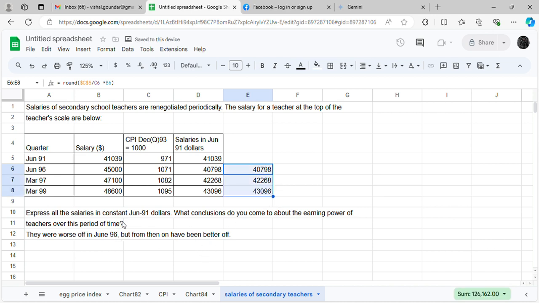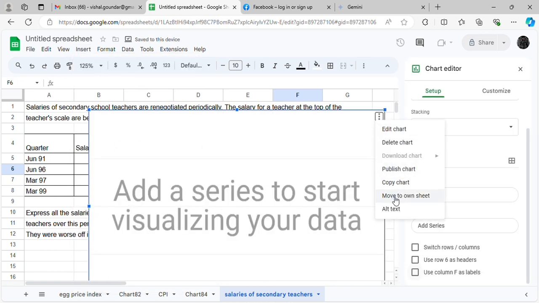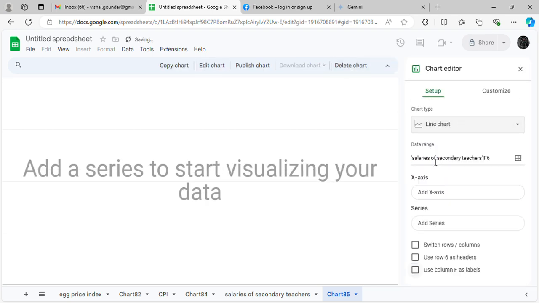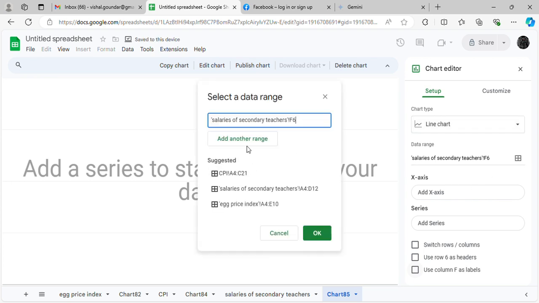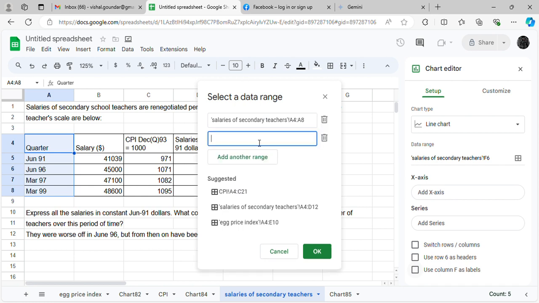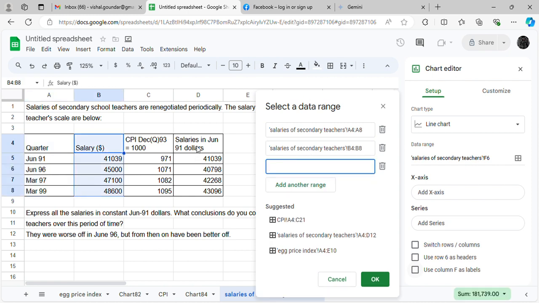So express all the salaries in constant June $91. Let's plot this. So let's click on insert, click on chart. Let's move the chart to its own sheet. For the chart type, click on line chart. For the data range, let's select the quarters, and let's add the salary that was given, and let's add the salaries in June $91.